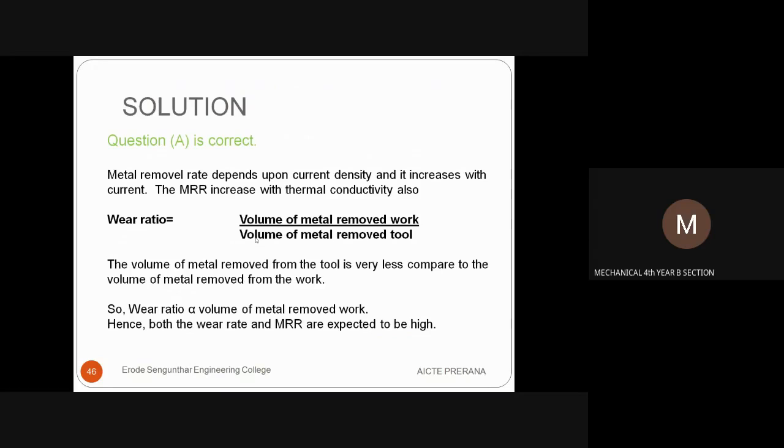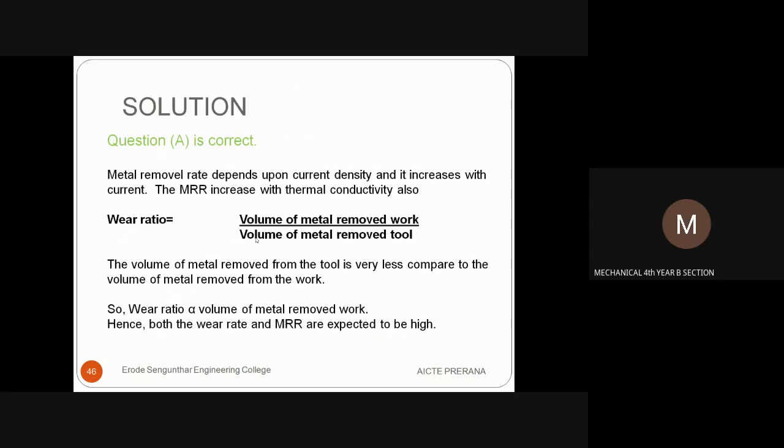The solution is, metal removal rate depends upon current density. Metal removal rate is completely dependent upon current density, how much current you are giving. The MRR also increases with thermal conductivity, because if the temperature of the material increases, the metal removal rate will also increase. It is directly proportional, right?